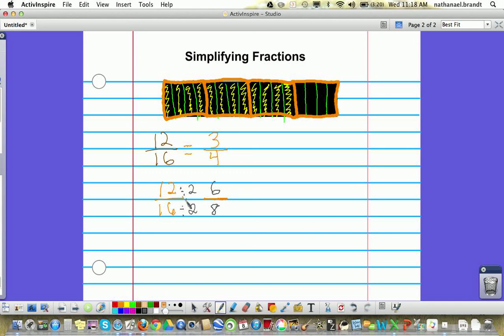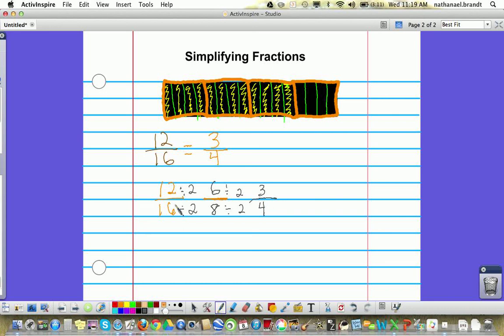So with this, I have to look at these again. 6 and 8, do they share any other common factors? Yes, they're both even numbers, so those are both divisible by 2 as well. So 6 divided by 2 is 3. 8 divided by 2 is 4. So I came up with the same result, just a different way of doing it. This one with a picture, this one by dividing.